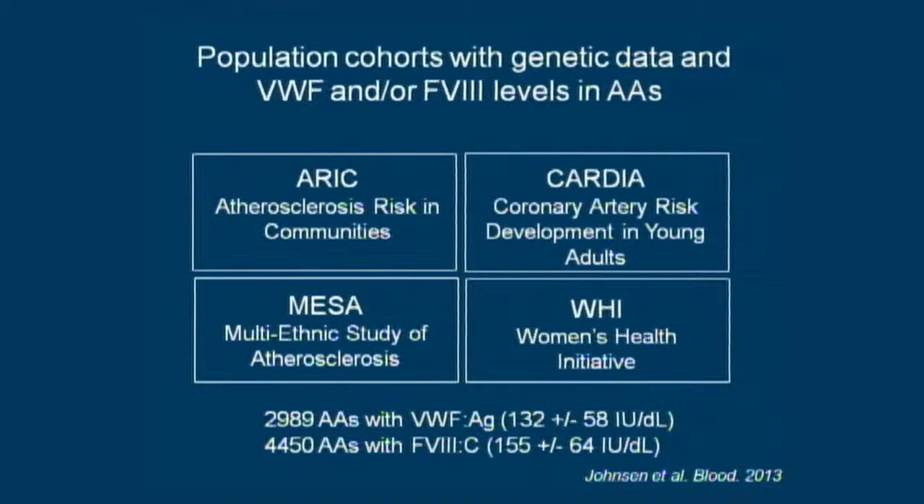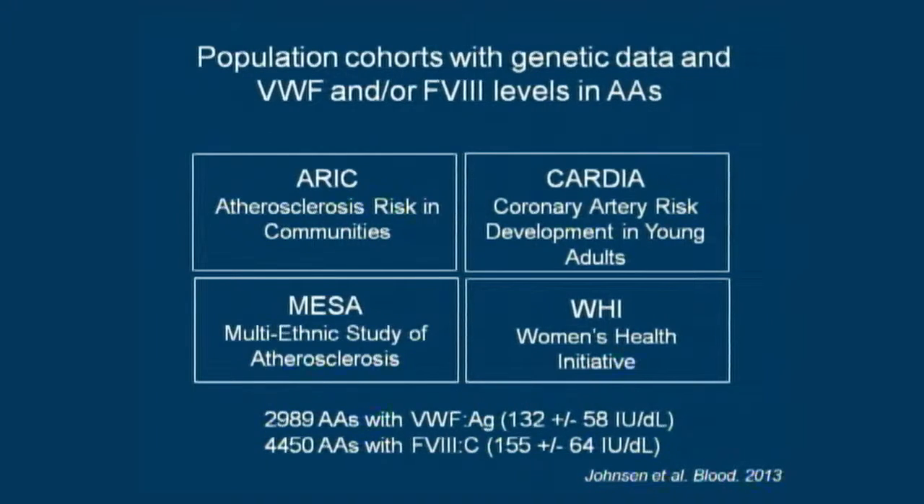We then look in the population cohorts because we really want functional data to ask, do any of these variants impact von Willebrand factor? And so in 4 cohorts, there were VWF and/or factor VIII information in African Americans. And there was actually pretty good reproducible stability in which assays were done between all of the different sites, which is an issue for factor VIII, which I'm sure you guys know.